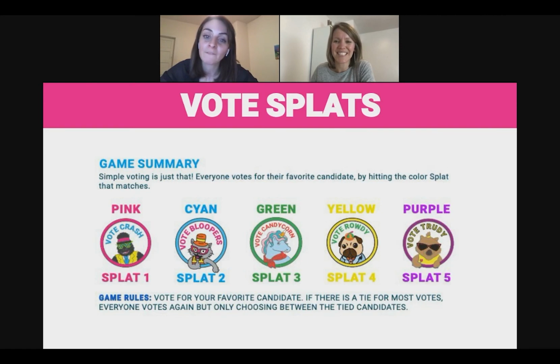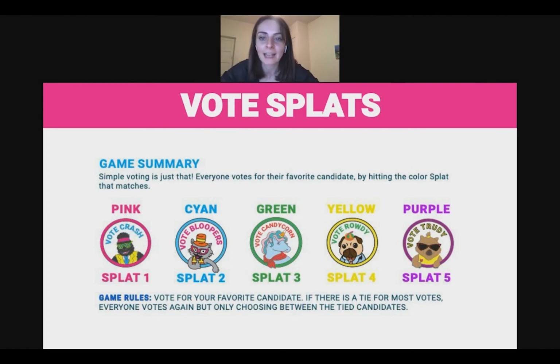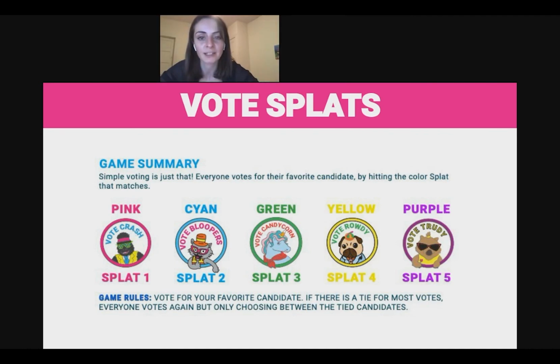We also have Vote Splats. This is a virtual activity that we created in November during election month. It's really fun. We have different characters which represent different colors of the splats, and the activity actually goes through different types of voting. So there's simple voting, there's electoral college voting, and then there's ranked choice voting, which was on the ballot in Massachusetts this year.